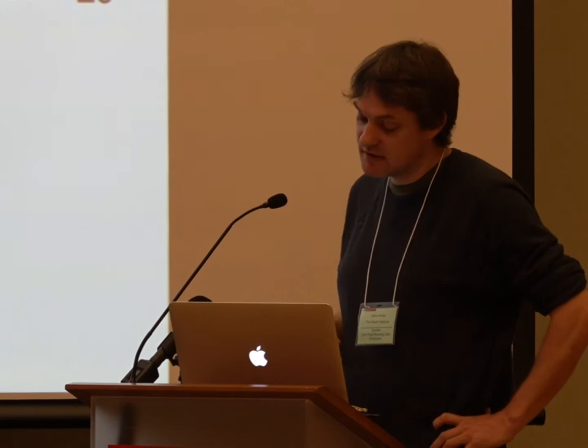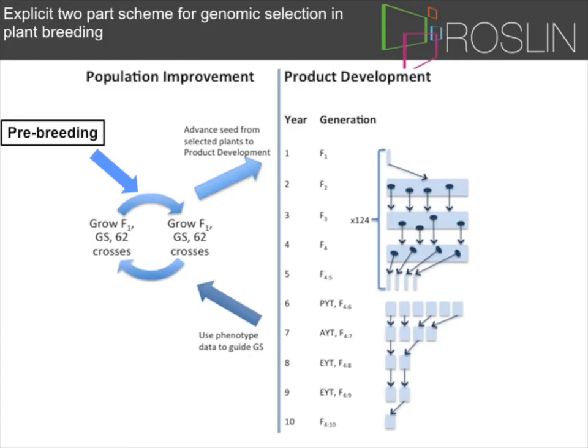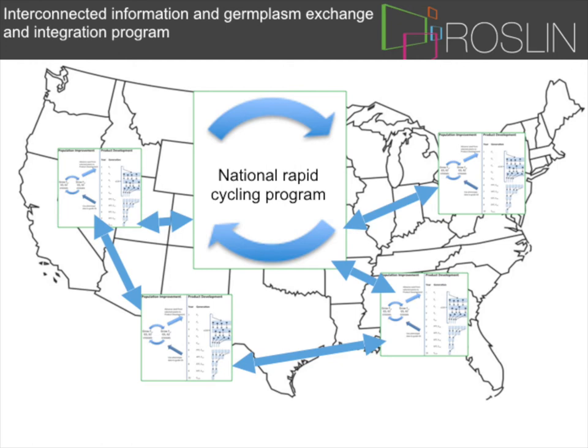So there are a number of ways that you could solve that. The first one would be to integrate a pre-breeding scheme here in some way, and we're working on that, but we don't have it fully optimized yet. There's a second way which I'll talk about in a moment, but first I want to skip to here. So this type of framework could be connected all together in an interconnected information and germplasm exchange and integration program that could serve, for example, the whole of the US.